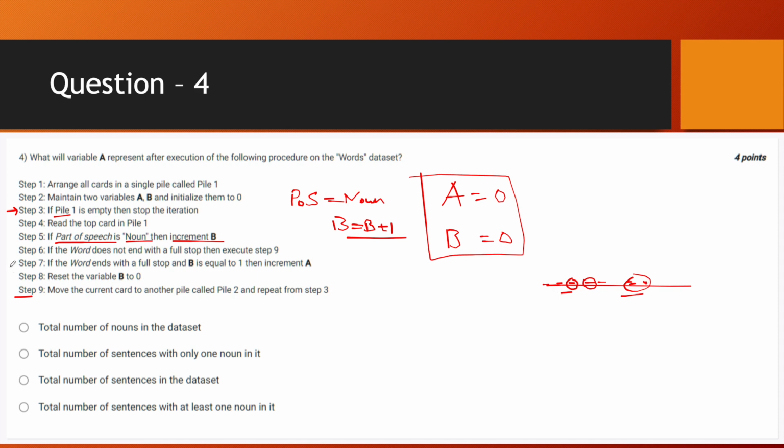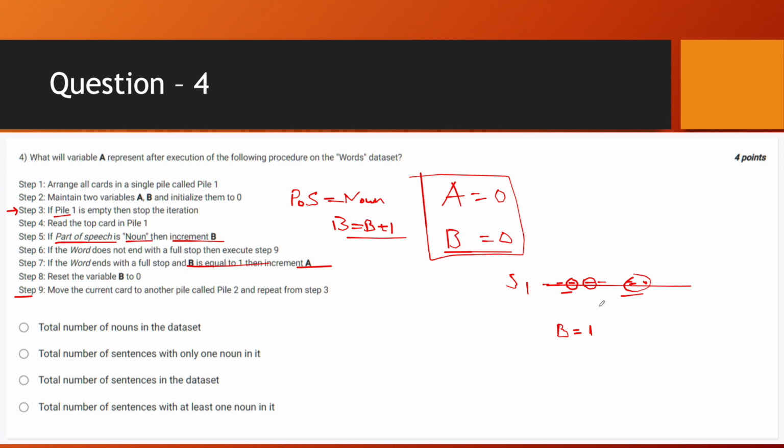Well, let's find out. Step 7 states that if the word ends with a full stop and b is equal to 1. So this is a very important condition that they've given here. If the word ends with a full stop and b is equal to 1, only then will we increment a. So let's understand the logic. Suppose in this scenario you found a noun on the third word in the sentence, which means that after this iteration you have incremented the value of b by 1. So since it was 0, it will now be 1.